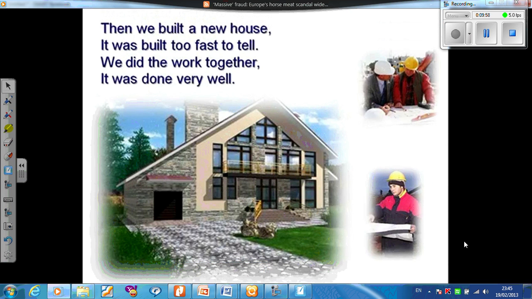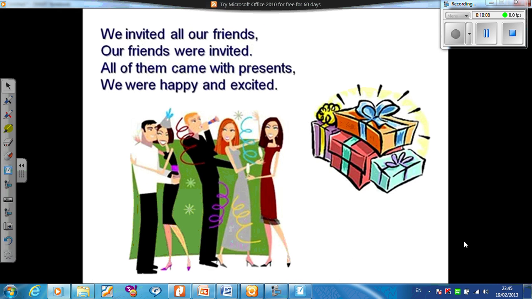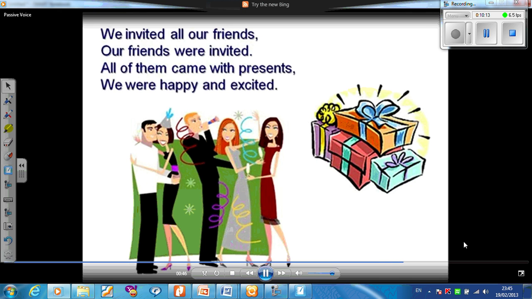Then we built a new house. It was built too fast to tell. We did the work together. It was done very well. We invited all our friends. Our friends were invited. All of them came with presents. We were happy and excited.